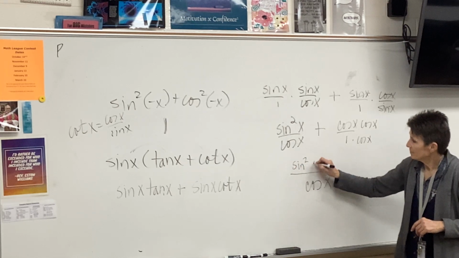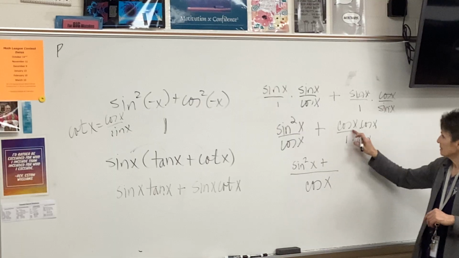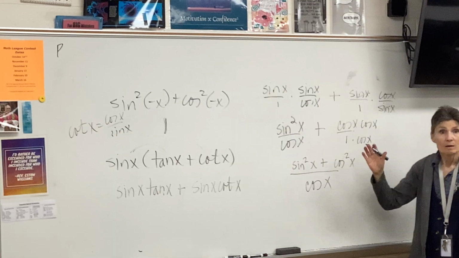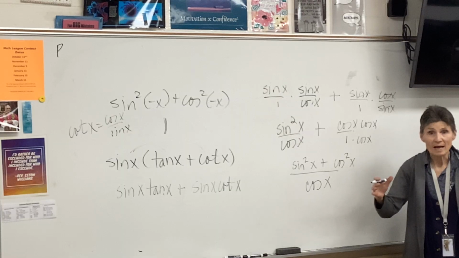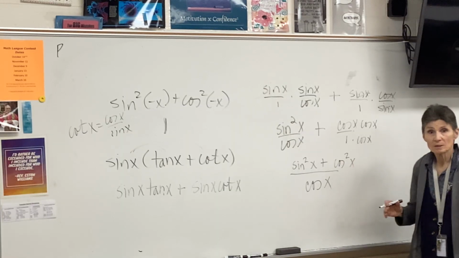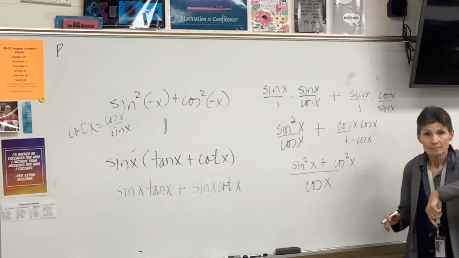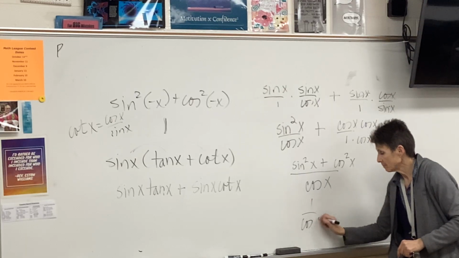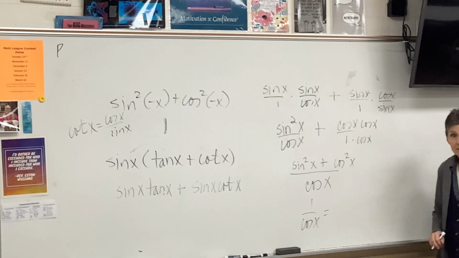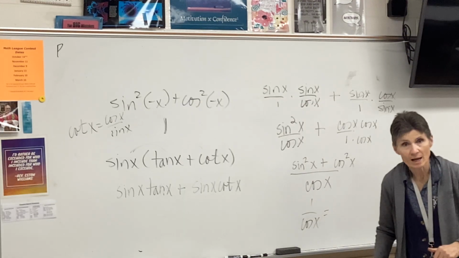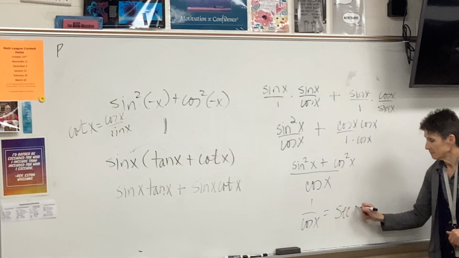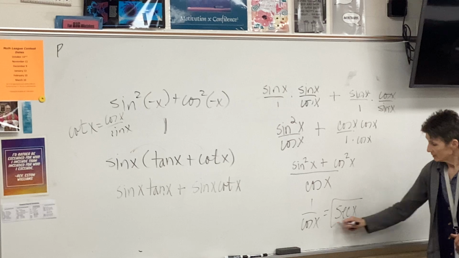Sine squared plus cosine squared. We just had a problem with that. What is sine squared plus cosine squared? 1. So this is 1 over cosine. Wait a minute. I had you add it to your sheet if you don't have it memorized. What's 1 over cosine? 1 over cosine is secant. And there is your answer.